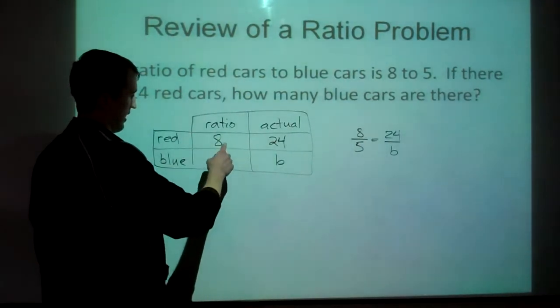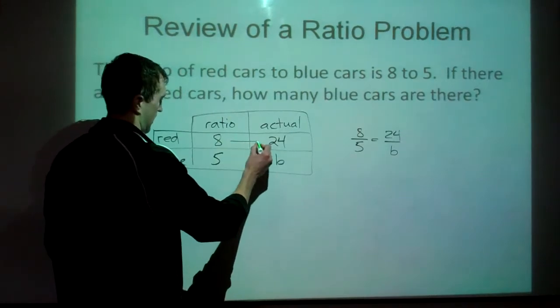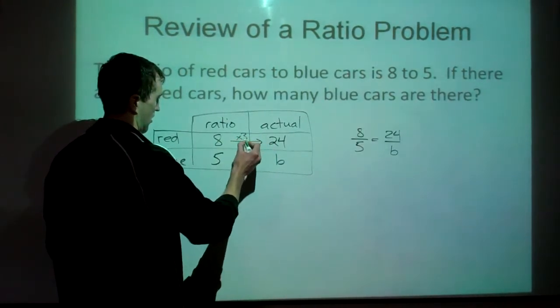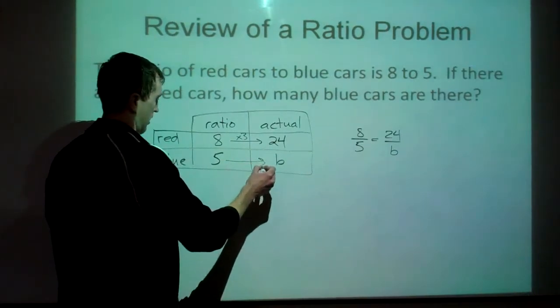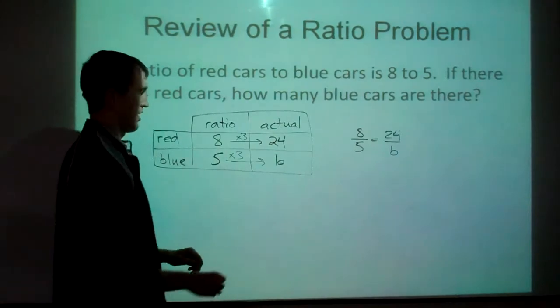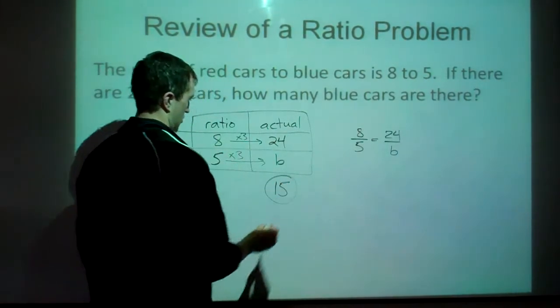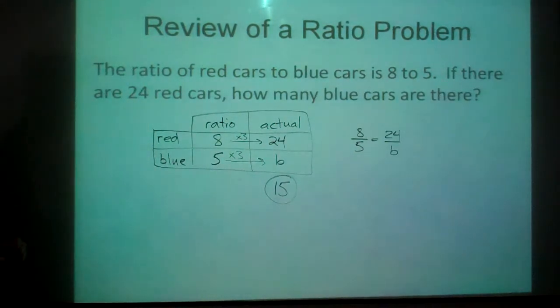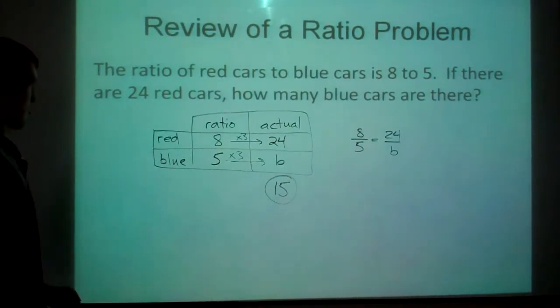A lot of you know that 8 times 3 gets us to 24. So if we multiply by 3 here, we could also multiply by 3 here to get how many blue cars there are. So 5 times 3 is 15. So we should be looking at 15 blue cars for that. Alright, so this is a review of a ratio problem.